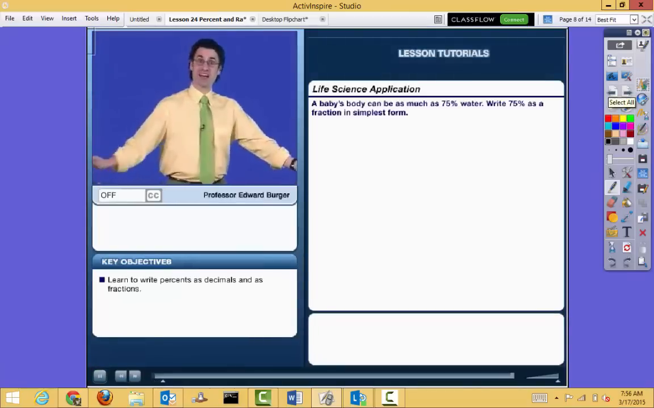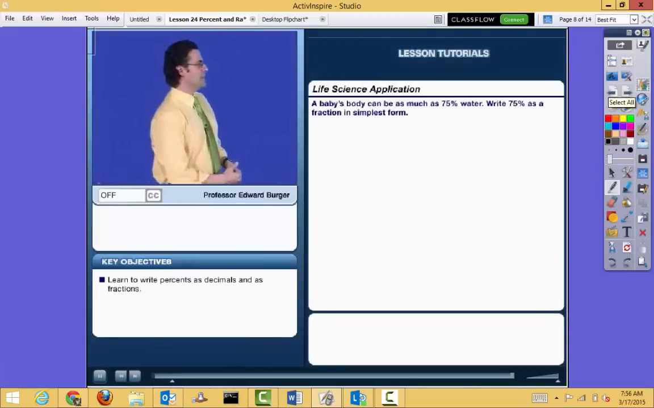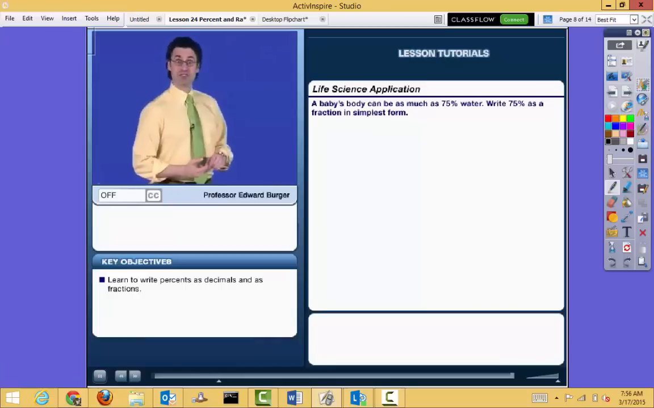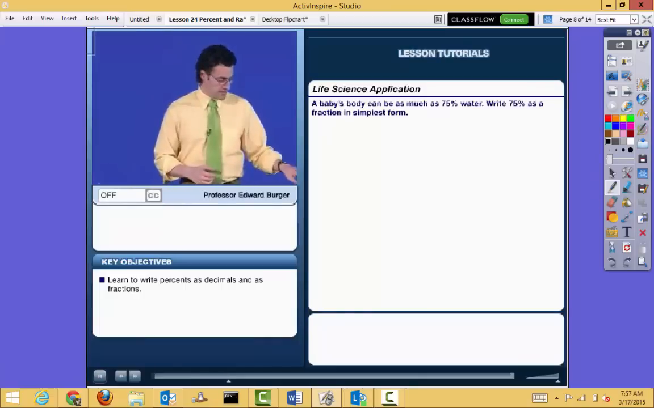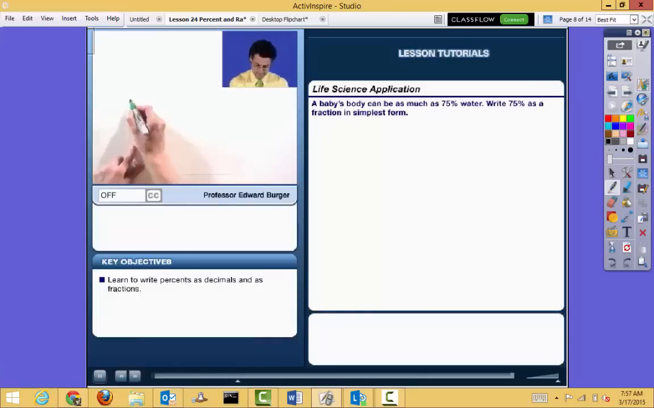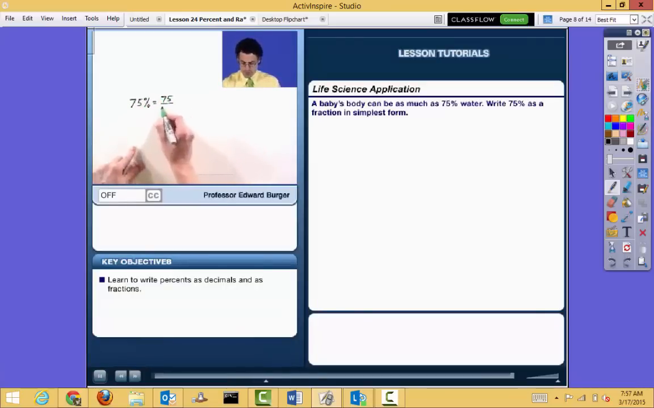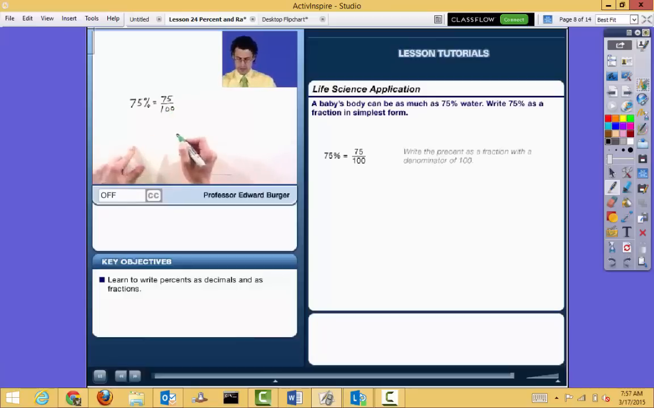Let's take a look at an application together. A baby's body can be as much as 75% water. That's a lot. And what we want to do is write 75% as a fraction in simplest terms. Well, 75% is a fraction, 75 over 100. Now let's see what happens if we try to write this in simplest form.